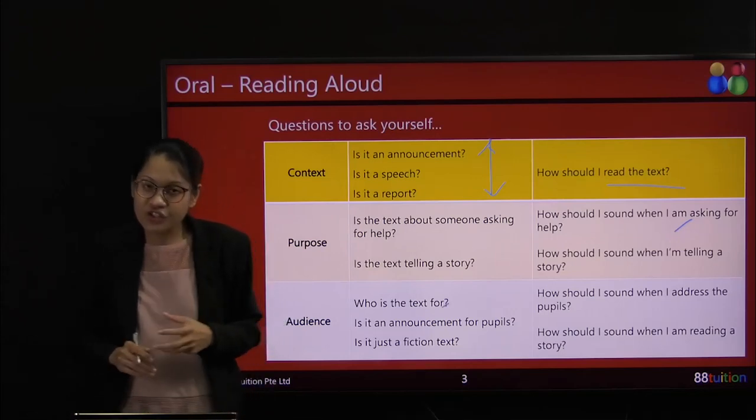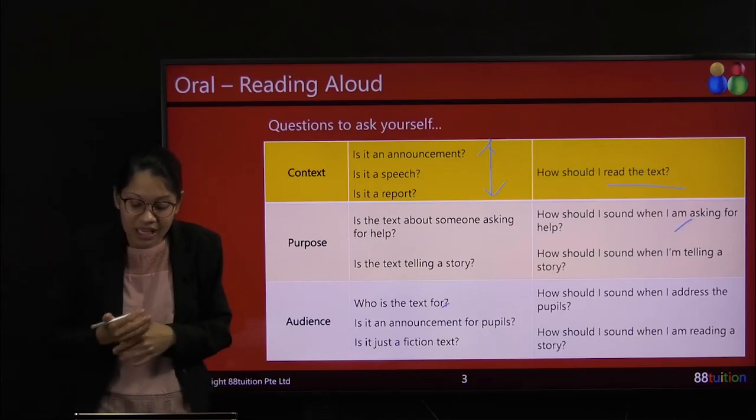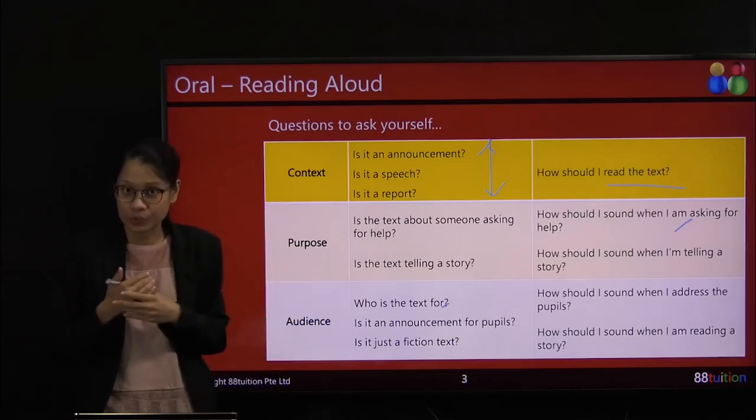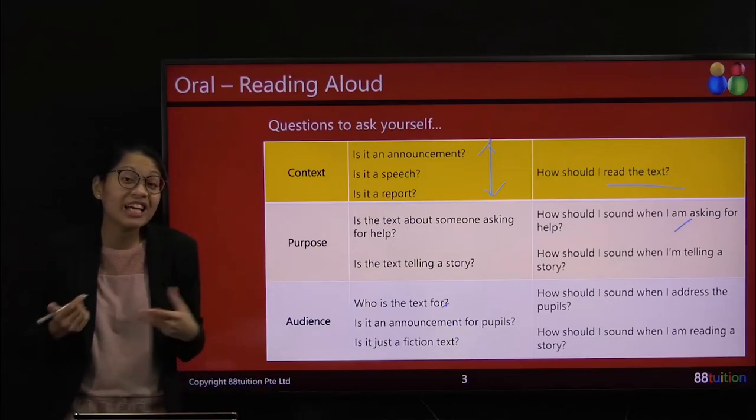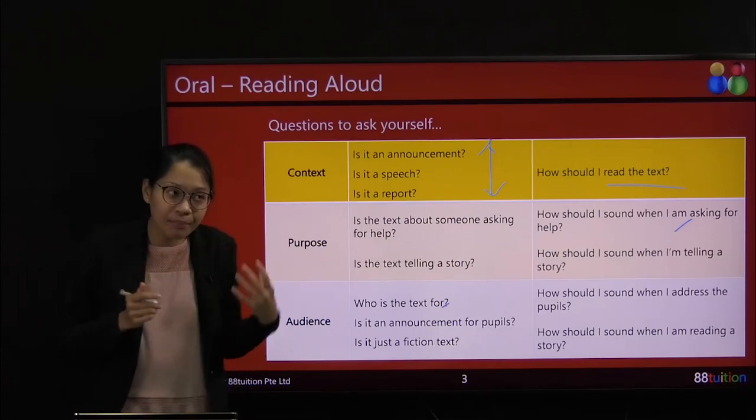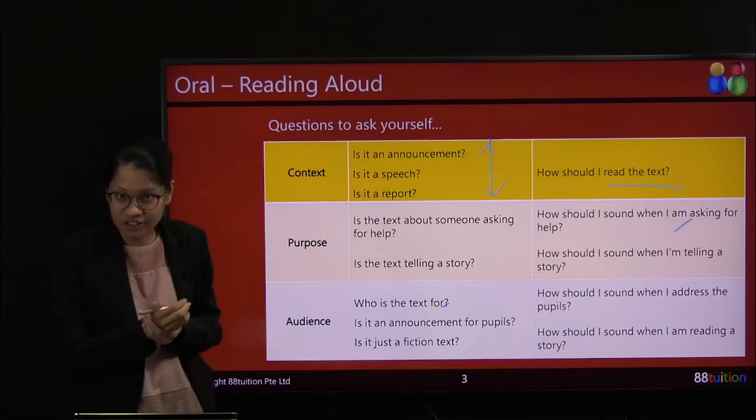Now, remember students, we have an audience that we have to deal with. So, who is the text for? Is it just an announcement for pupils, or is it a fiction text? How should I sound when I address the pupils? How should I sound when I'm reading a story? Remember, there are differences in the purpose and in how you convey the message across.